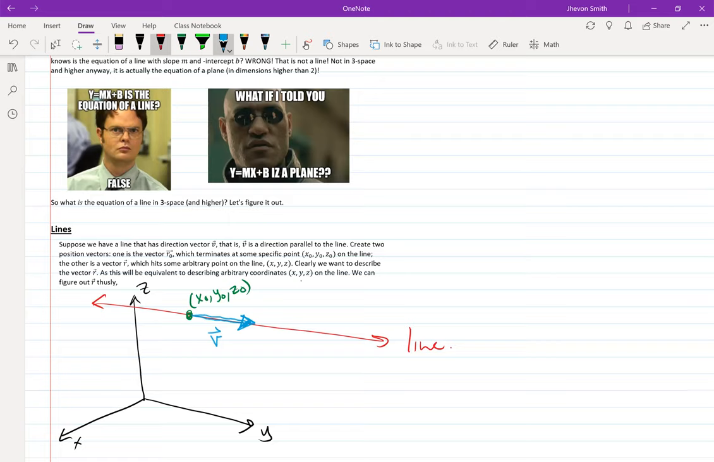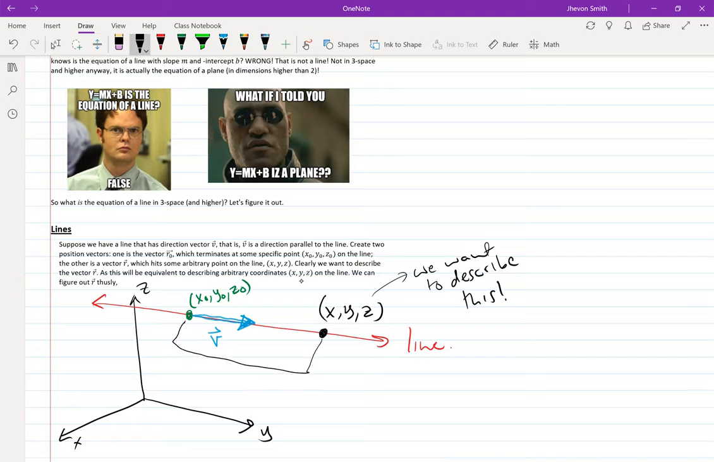Now, ultimately, my goal is going to be to find an arbitrary point on this line. How can I describe the x, y, and z coordinates that would run along such an object? So we want to find this. How do we describe all the points that are here? So here's one thing we can do: we can create a vector. I'm going to connect this point to that point. Imagine that it's connected with a vector.